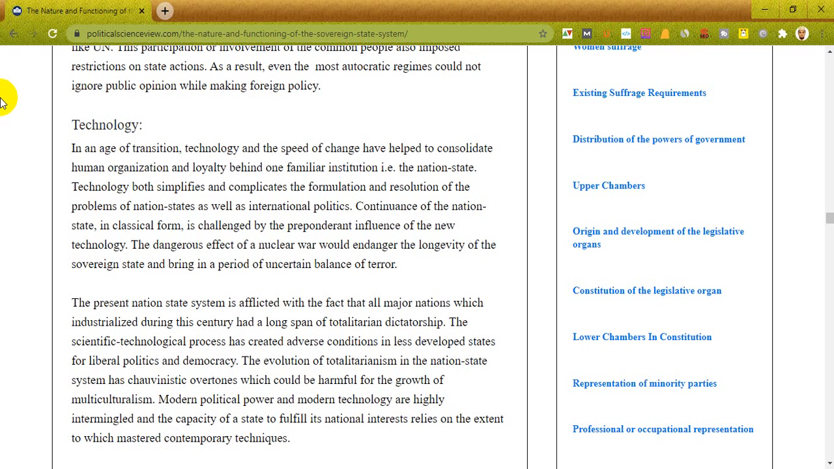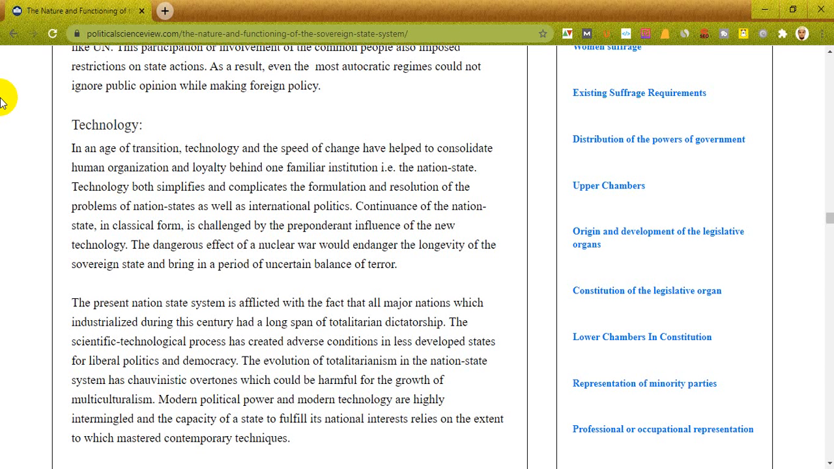Technology. In an age of transition, technology and the speed of change have helped to consolidate human organization and loyalty behind one familiar institution, i.e. the nation-state. Technology both simplifies and complicates the formulation and resolution of the problems of nation-states, as well as international politics. Continuance of the nation-state, in classical form, is challenged by the preponderant influence of the new technology. The dangerous effect of a nuclear war would endanger the longevity of the sovereign state and bring in a period of uncertain balance of terror.